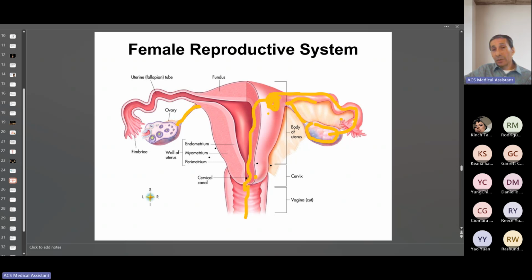So that's how it works. Every month, the female produces one egg during her fertile years. And that egg is going to be suctioned by these little finger-like structures. This is like a vacuum.